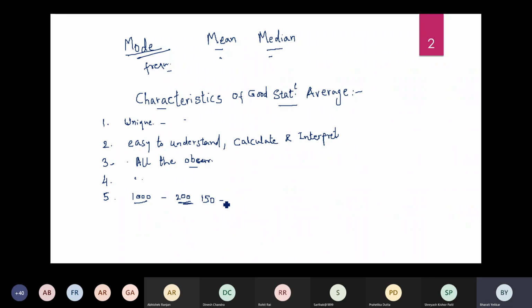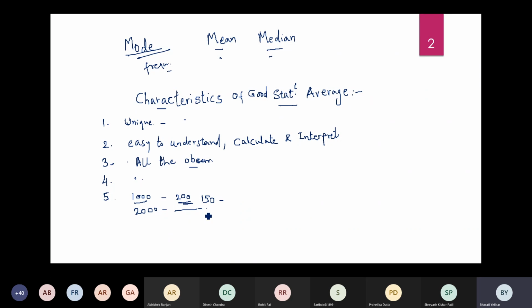Now again, we can make a generalized statement: if your population is 2000, then also it should reflect, and it should not affect the result much. And it should not be affected by extreme values like that. So this is about the characteristics of a good statistical average.